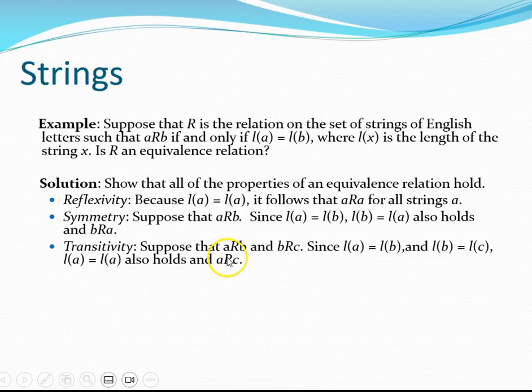Transitivity: suppose that a is in relation with b and b is in relation with c. Hence, the length of a is equal to the length of b and the length of b is equal to the length of c. Therefore, the length of a is equal to the length of c, which means that a is in relation with c.